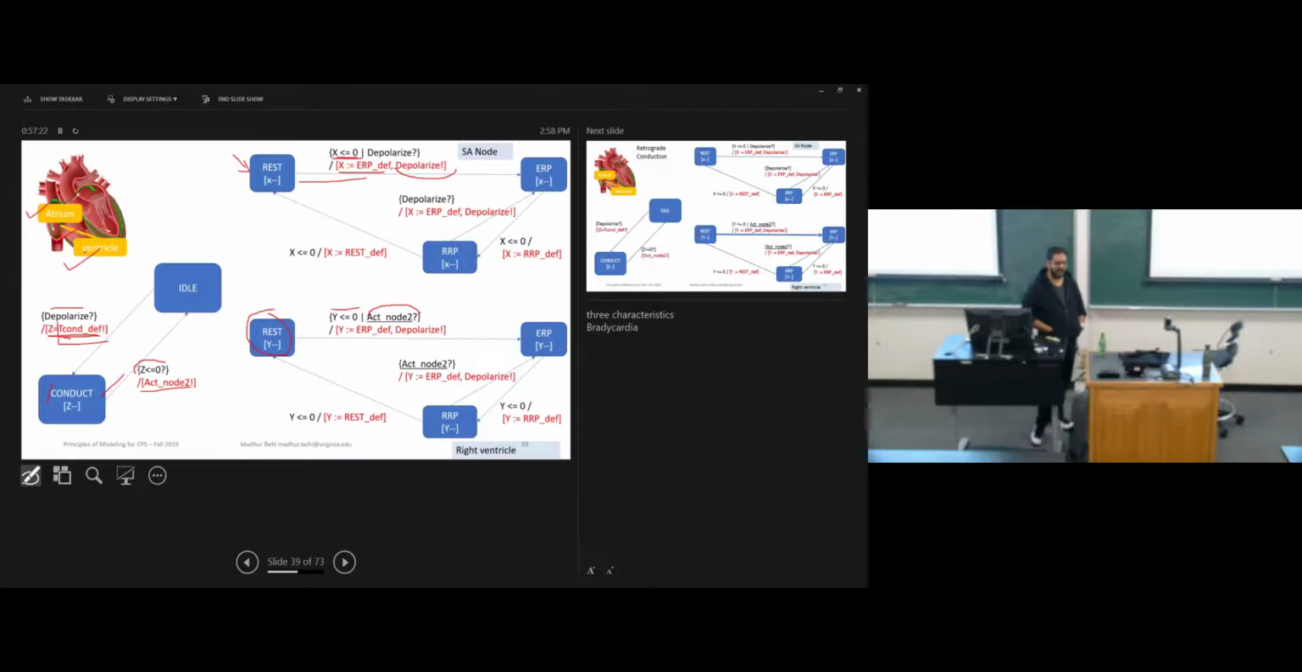We will need the product automaton just when we do model checking. So we will cover a little bit of that.